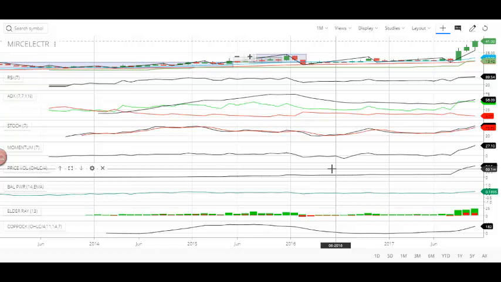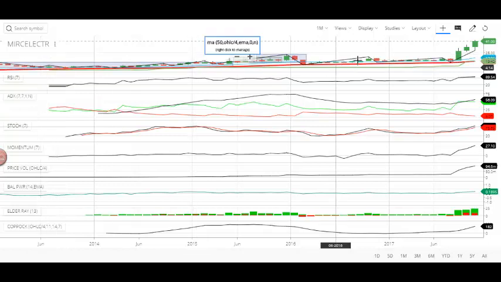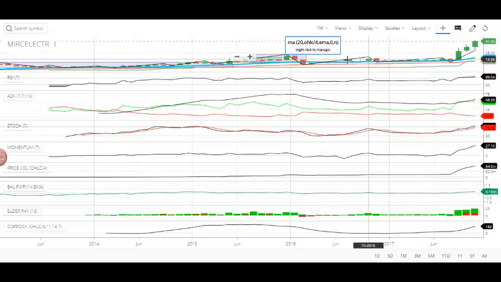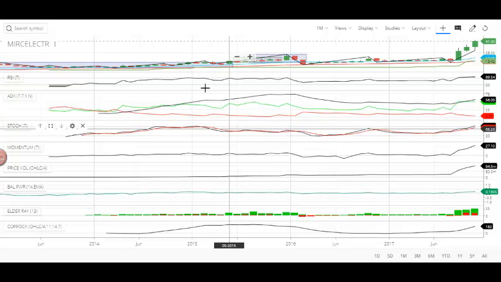Today we are going to do the technical analysis for Mircelectronics. Mircelectr is the ticker name, and this is the monthly technical chart of the stock, and this is the historical price chart. Each candle here represents 1 month, and these are all the technical indicators and the respective graphs generated for the stock to do the technical analysis.